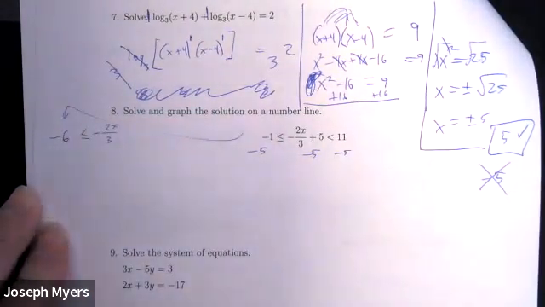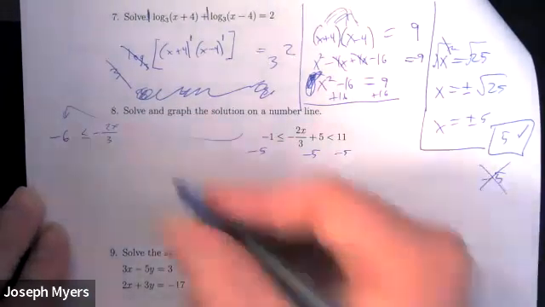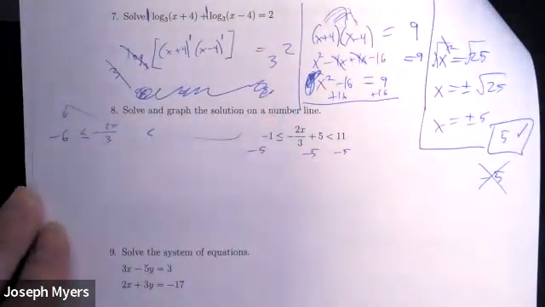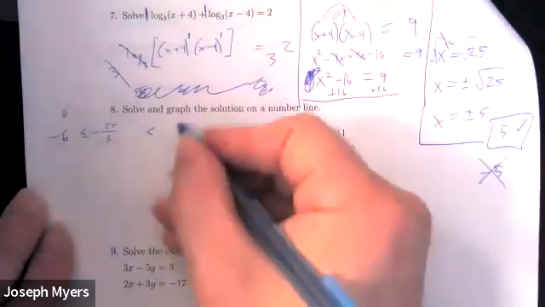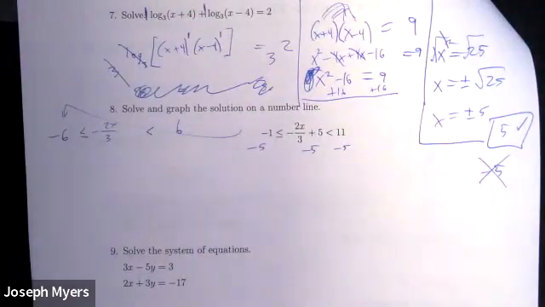And then plus 5 minus 5 is nothing, right? So we have nothing there. What's 11 take away 5? So we have 6 on that side. Now the next thing we need to get rid of is the fractions. So let's multiply everything by 3.